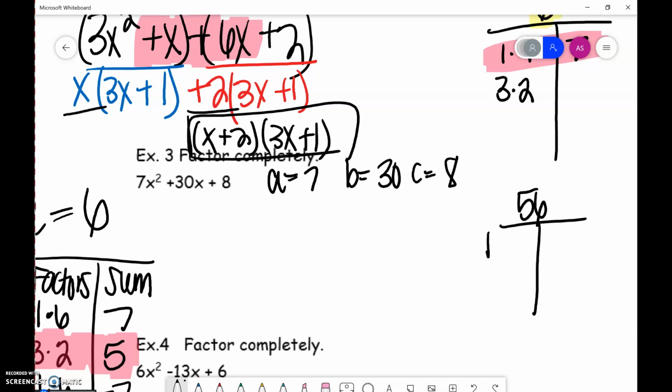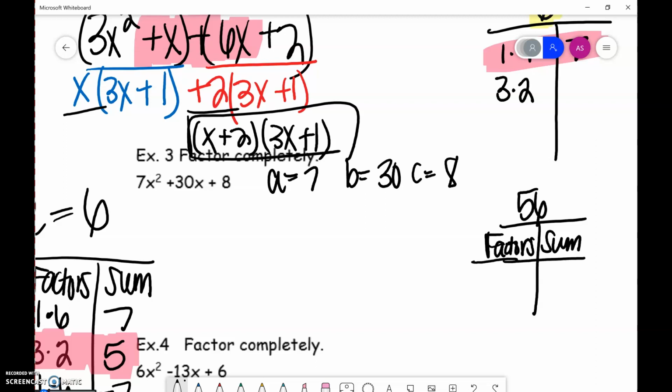Okay. So I'm going to write out my factors. This may be one you may want to actually list out your factors because it's quite a few factors for 56. So again, I'm looking for my numbers that multiply to give me 56, but then add to give me 30. Okay.